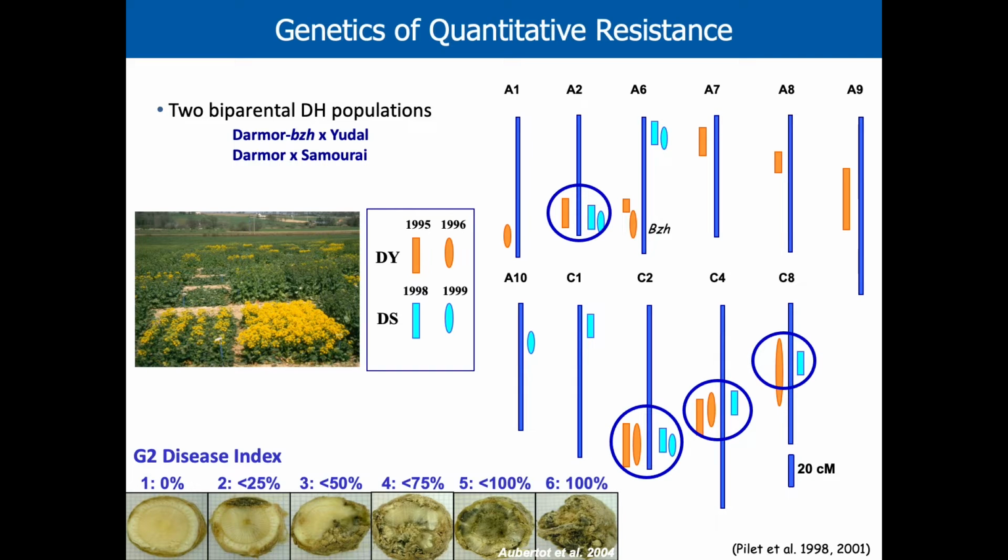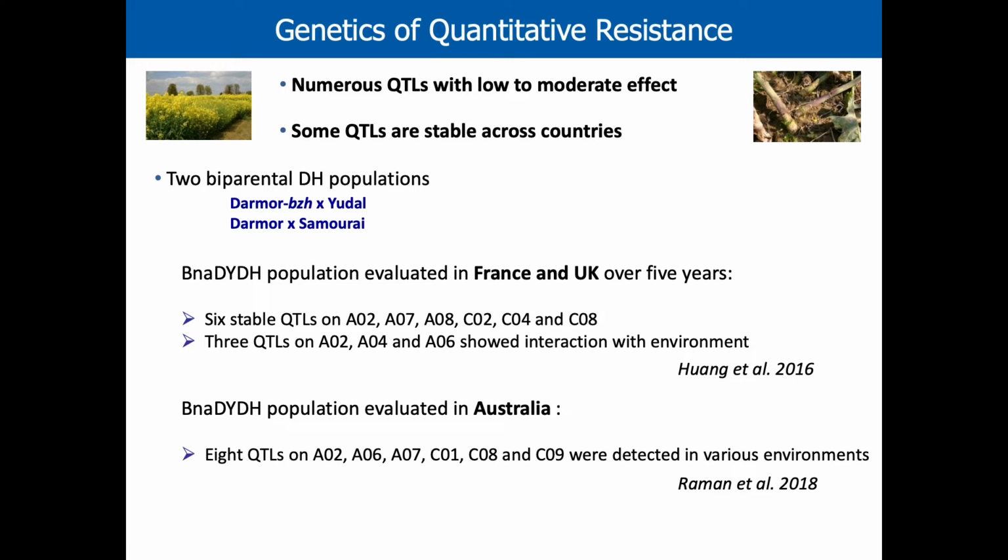A number of QTL were identified according to year and genetic background. Some of them were common to the two populations. The YDH population was evaluated in different environments in order to study the stability of the QTLs. It was first evaluated in France and UK over 5 years, which showed 6 stable QTLs on A2, A7, A8, C2, C4, and C8. 3 QTLs on A2, A4, and A6 showed interaction with environment.